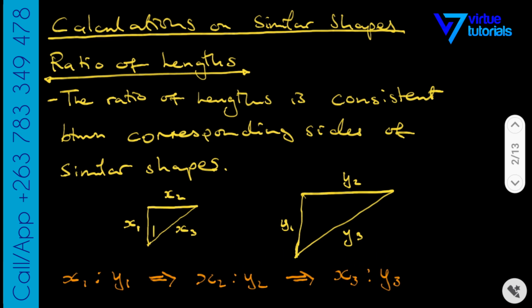It means that if y1 is 2 times the size of x1, then y2 is 2 times the size of x2, and y3 is also 2 times the size of x3. It means all these are 2 times the size of those. If they are 3 times, all of these will be 3 times the size. If it's 2.5, 4.5, etc. So the ratios are consistent, and we can actually use this to make calculations.